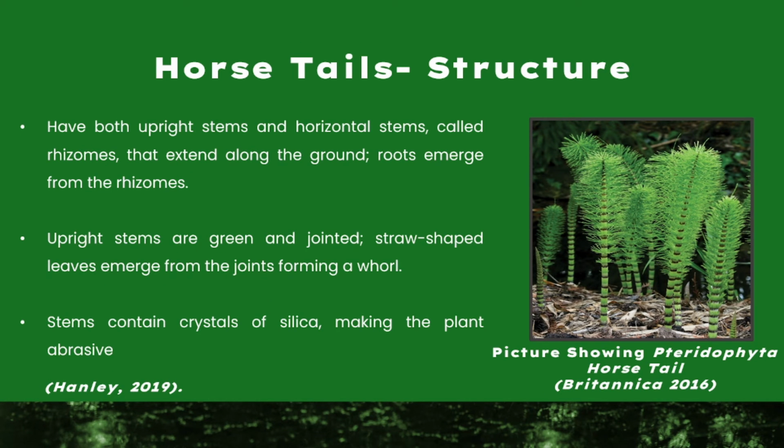Okay, now moving on to the structure of horsetails. Horsetails have both upright stems and horizontal stems called rhizomes that extend along the ground, with roots emerging from the rhizomes. In these plants, the leaves are very small hairs joined together to make sheets around the stem. The stems are green and photosynthetic, also distinctive in being hollow, jointed, and rigid, usually with about 6 to 40 ridges, approximating 2 to 8 meters.